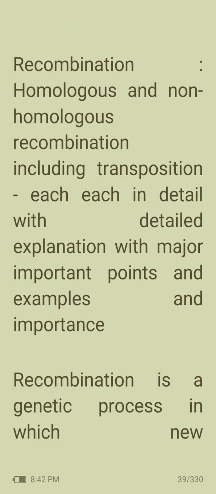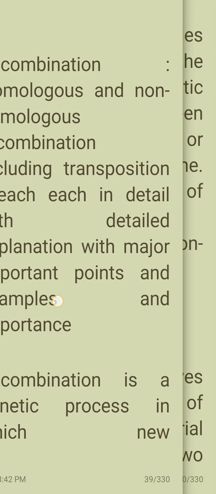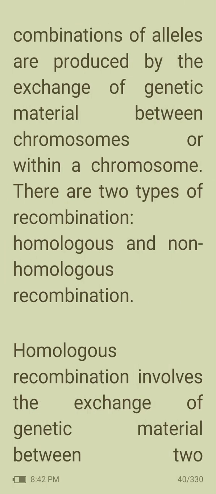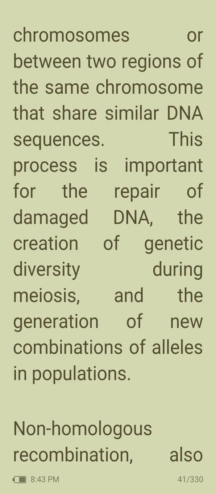So recombination, next topic, recombination and related topics. Recombination is a genetic process in which new combinations of alleles are produced by the exchange of genetic material between chromosomes or within a chromosome. So homologous recombination involves the exchange of genetic material between two chromosomes or between two regions of the same chromosome that share similar DNA sequences.